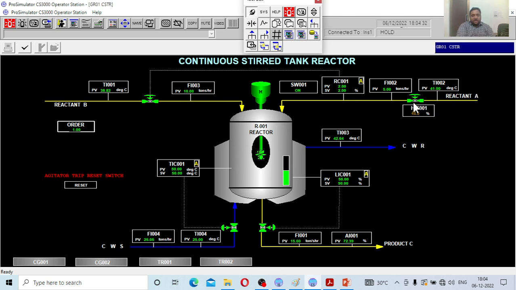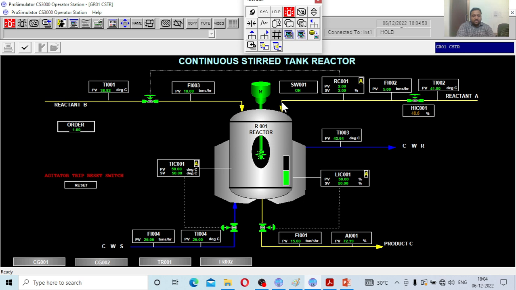And this is one manual indicating valve, because using this valve you can control the mass flow rate of A into the reactor. Presently it is 8.6% open. This is a manual control valve, so you have to open the valve manually.